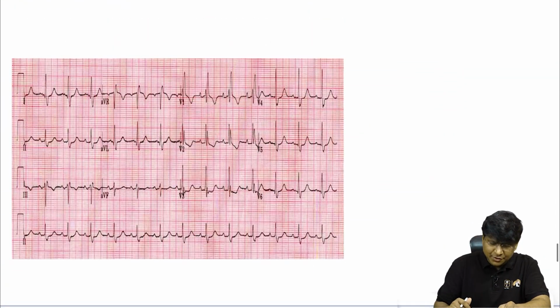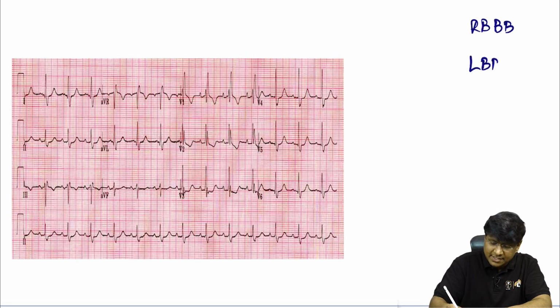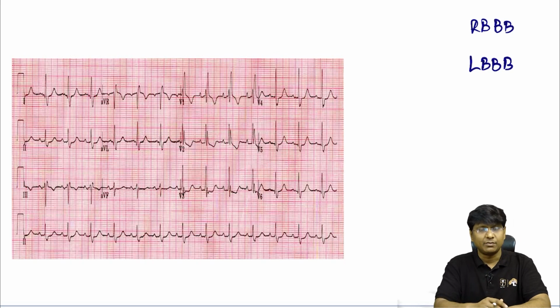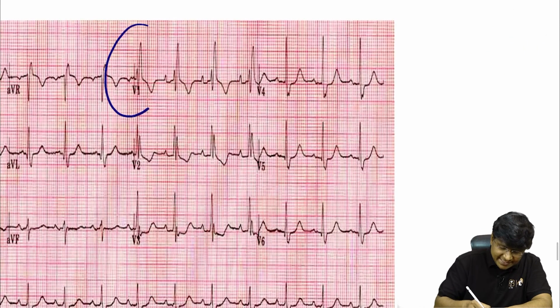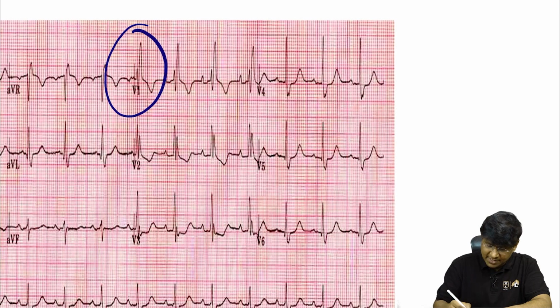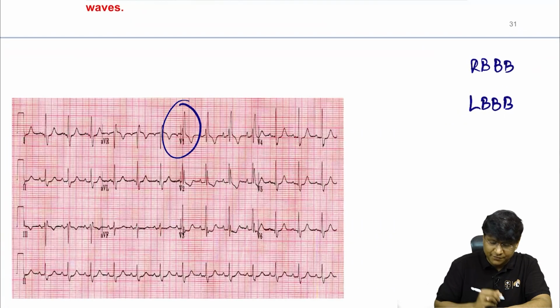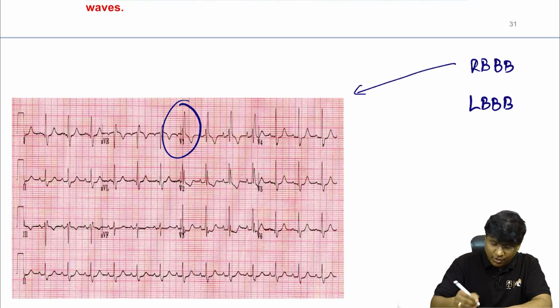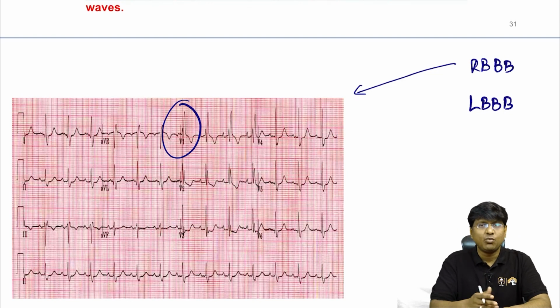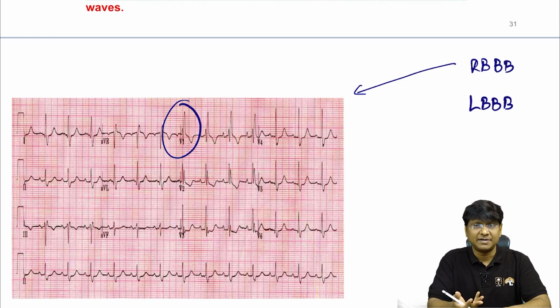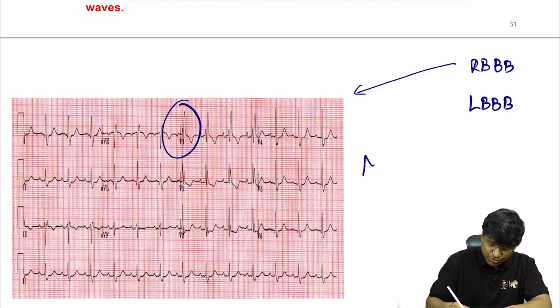Then the other scenarios where you can have broad QRS complexes are in patients with right bundle branch block and in patients with left bundle branch block. You will have wide QRS complexes. So you can see here in lead V1, what are the features of RBBB? See, this is the ECG of the right bundle branch block. Now, what will be the ECG features of the right bundle branch block? That is, you should have an M-shaped R wave in V1, right?